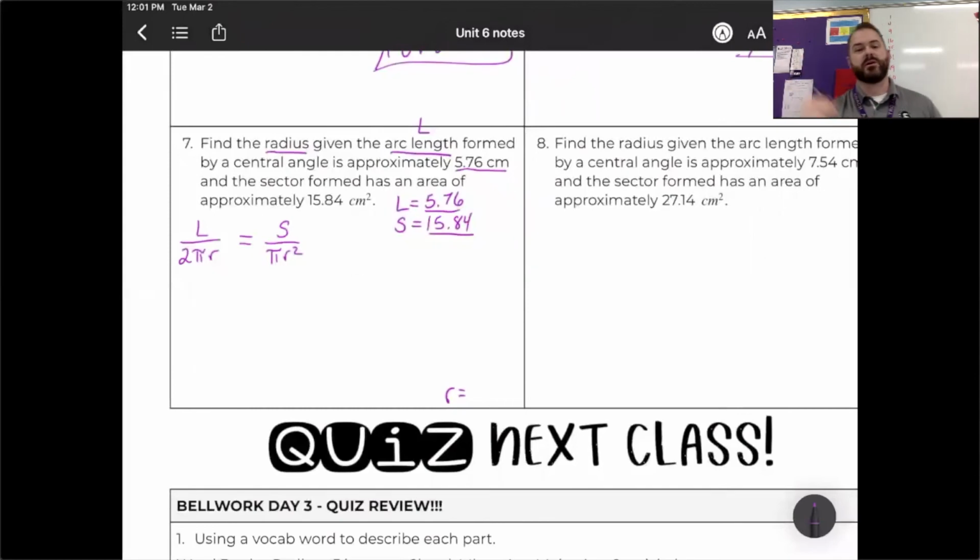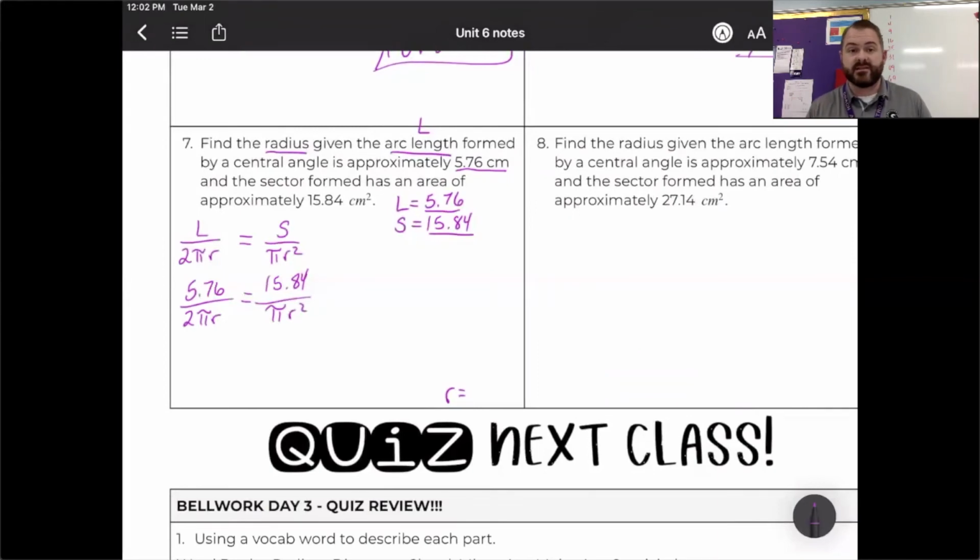There will be a shortcut we get to at the end, okay? But I want to work all the way through this one so you can understand the shortcut. All right? So if I cross multiply, getting ahead of myself, let's plug in our values. L was 5.76 over 2 pi r. That has to equal S, or 15.84, over pi r squared. I can cross multiply now.